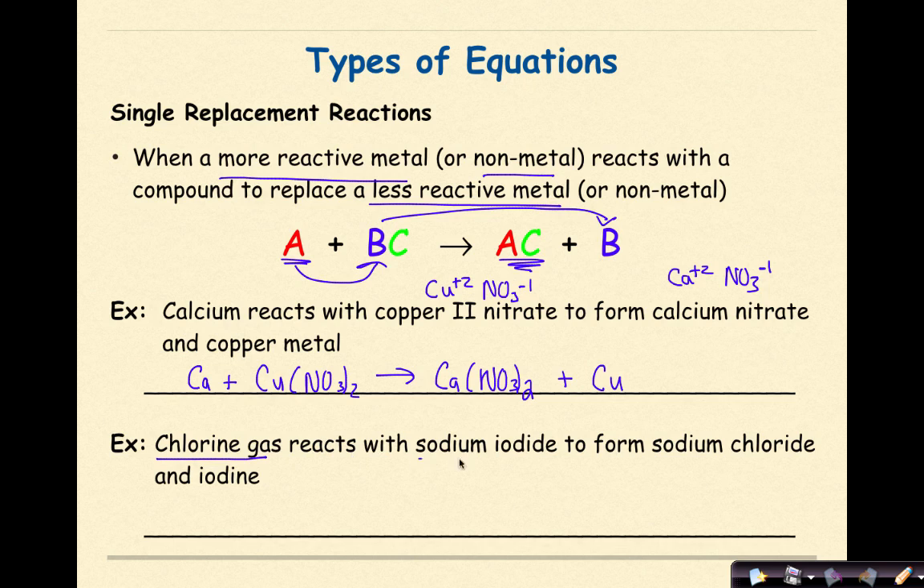Chlorine gas reacts with sodium iodide to form sodium chloride and iodine. Okay, chlorine gas will be represented as a diatomic, Cl2. It reacts with sodium iodide. Sodium is Na plus 1. Iodide is I minus 1. So that's going to be NaI. To form sodium chloride, we know the formula for that, NaCl, and iodine, which is I2. Okay, so 2 chlorines here, so I need a 2 in front of here to balance those chlorines. 2 iodine over here, so I need a 2 in front of there. That'll balance my 2 iodines, and then 2 sodiums. This is balanced because a more reactive nonmetal will come in and kick out a less active nonmetal and form these products.